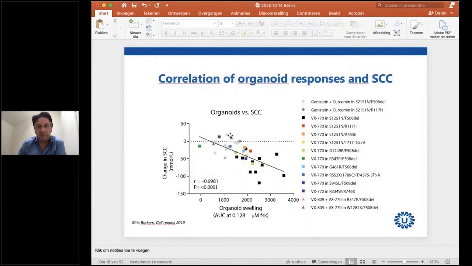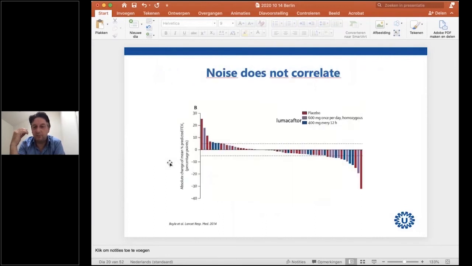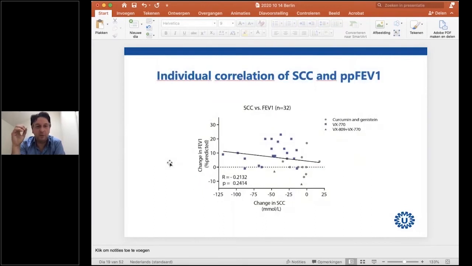We see similar relations also with sweat chloride concentration. So if you have a large readout, you have a large effect size in your organoids and also a large effect size in your clinical parameters, it's nice, and you can see these types of correlations between organoids and clinical parameters. I think one of the challenges, if you think about doing these types of clinical studies, and this is also known in the field, is that it's not so easy to correlate actually individual clinical responses.